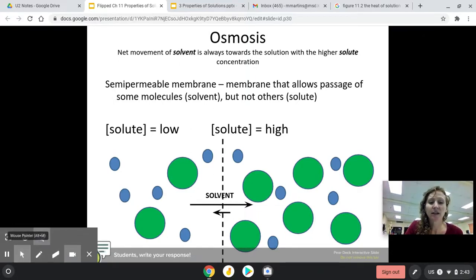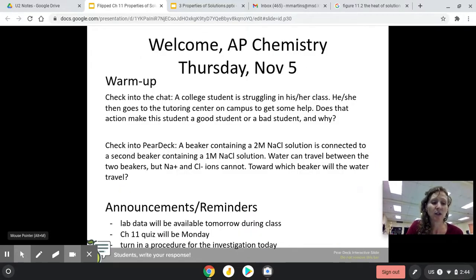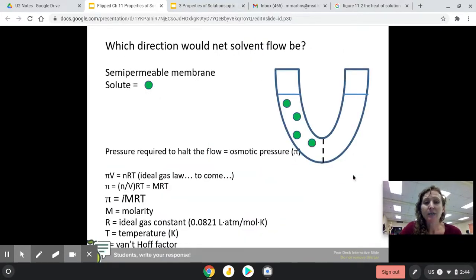You can see down here in the picture, if these are equal volume containers, this is the same scenario. So I have maybe a 6 molar solute concentration on this side, a 2 molar concentration on this side. Solvent, my water, is going to flow toward the higher concentration until the two concentrations are equal. So the question is, how much pressure does it take to stop this? And that's what osmotic pressure is.